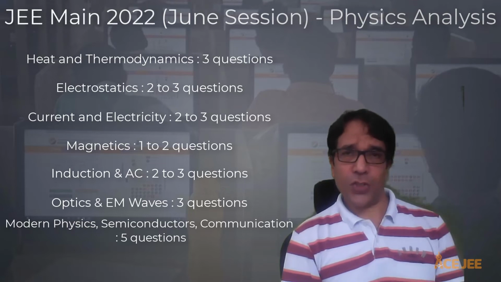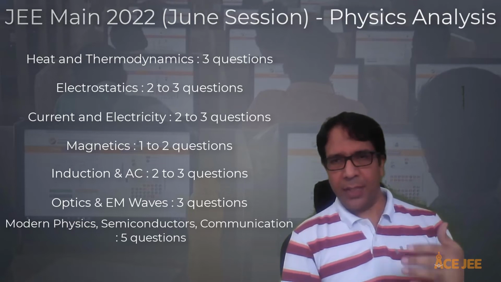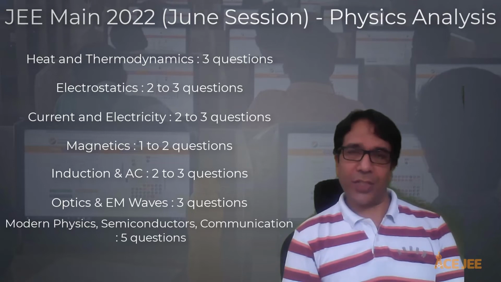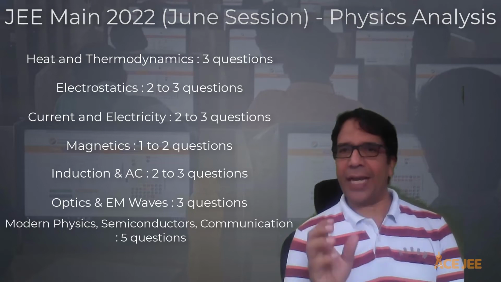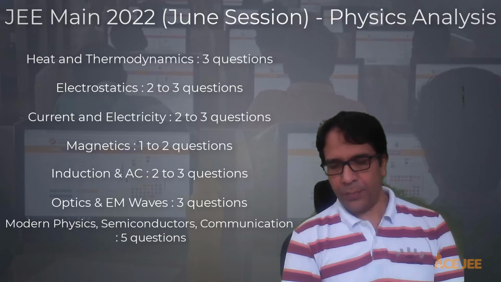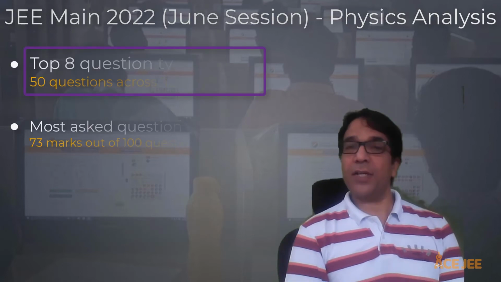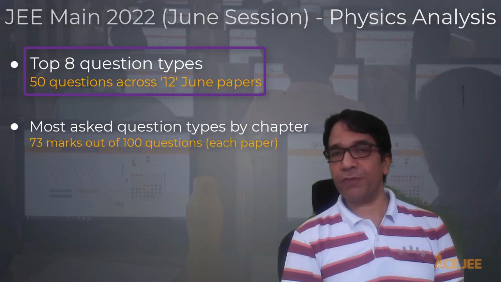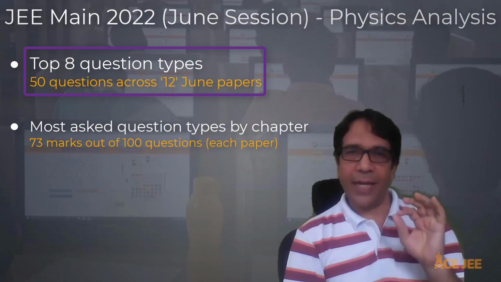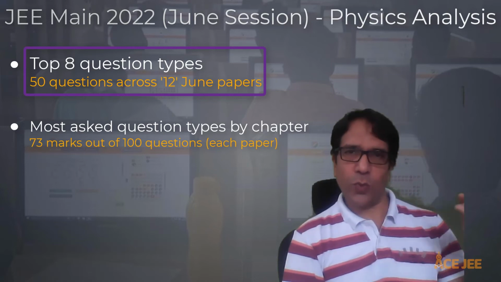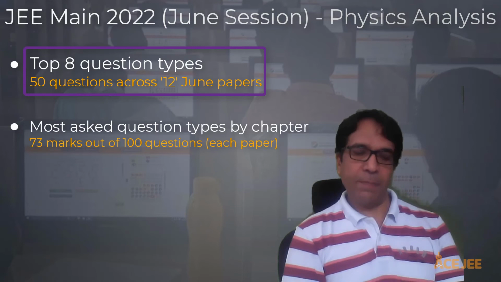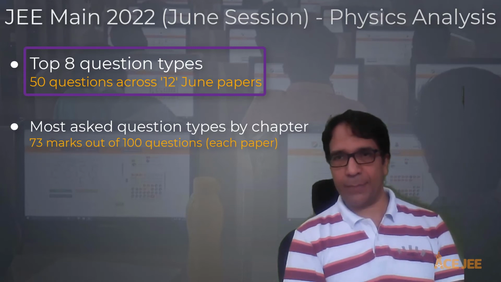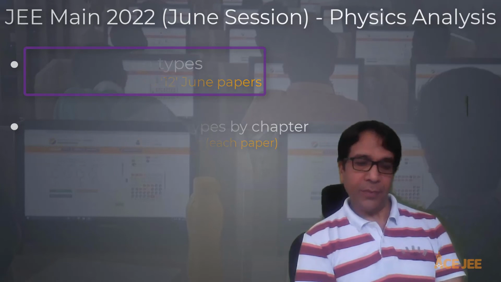So nothing much has changed really from the previous year. More or less, maybe a few questions here and there, but largely the distribution by chapter has remained the same as before. So now let's get into the interesting stuff. So what are those 8 types of questions which showed up so many times? How many times? 50 times, which means that every student who appeared in the June attempt should have seen 3 to 4 questions out of these 8 types of questions. So let's go through them.